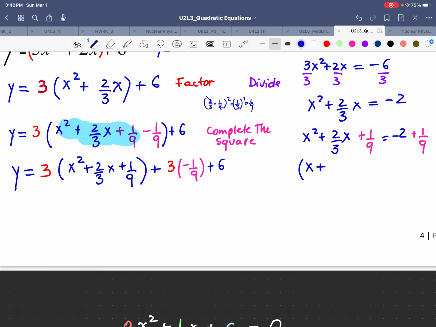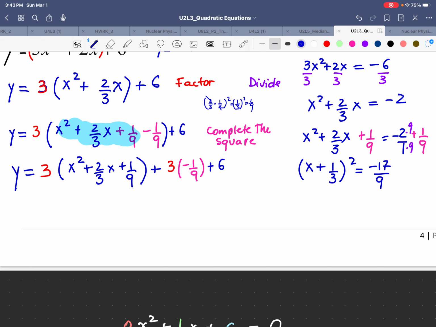And we know how to factor this. We're going to take the square root of x squared and the square root of 1 over 9. We know it's a perfect square, we don't have to check that, and then to the power of 2. And on the other side, we have negative 2 over 1 plus 1 over 9. So we're going to have to work a little bit with this fraction, so they're ready to add. And we have negative 17 over 9.